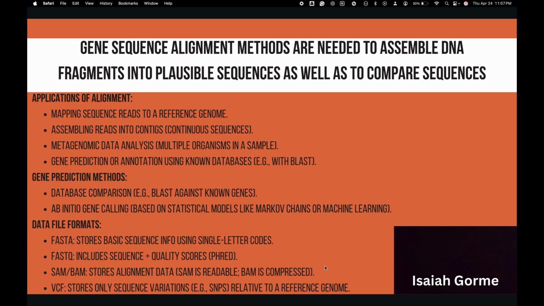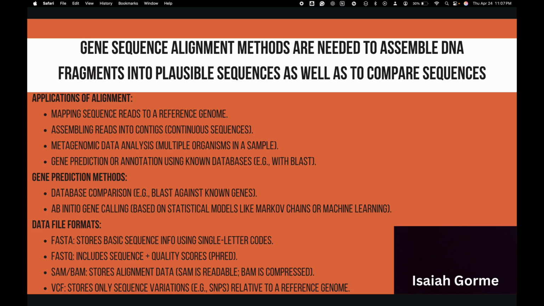Application of alignment. Mapping sequence reads to a reference genome. Assembling reads into contigs, continuous sequences. Metagenomic data analysis, multiple organisms in a sample. Gene prediction or annotation using known databases, e.g. with BLAST. Gene prediction methods. Database comparison, e.g. BLAST against known genes. Initial gene calling based on statistical models like Markov chain and machine learning.